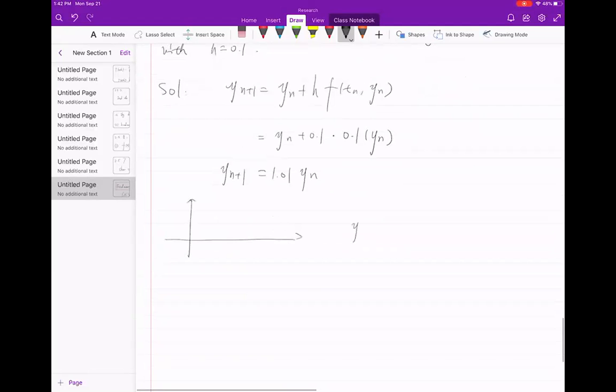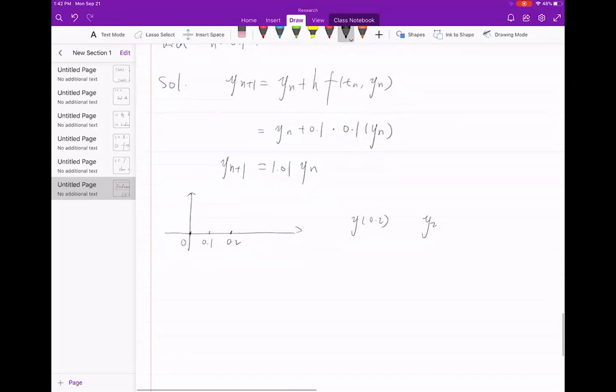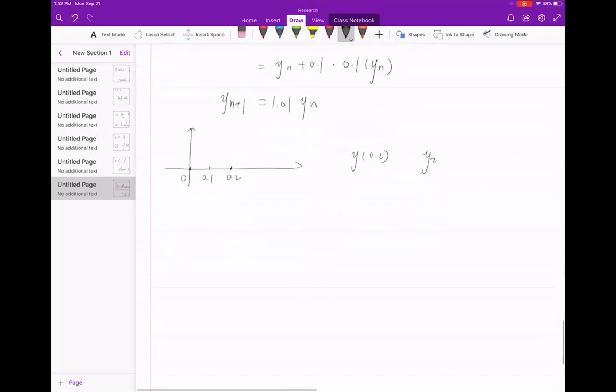We are looking for y 0.2. We start from 0 with step 0.1. Now we know we're basically looking for y2. We do 2 iterations, we get the point. Still okay? Now we just need to repeat this formula twice.